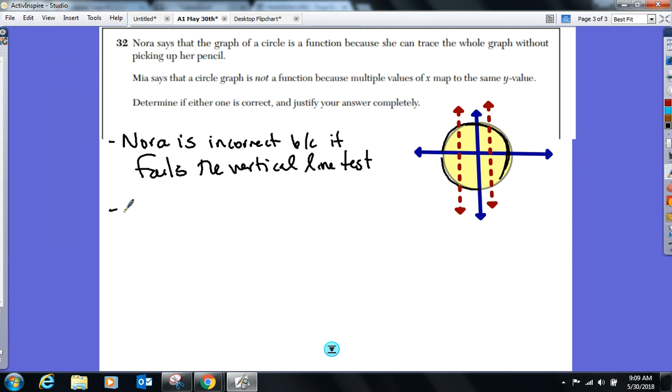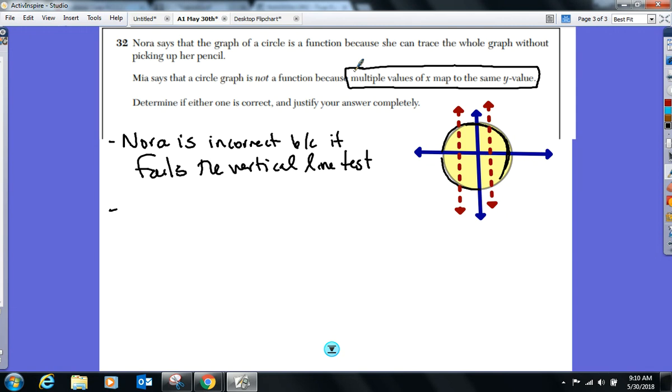What about Big Mia? Mia says the circle is not a function. Is she correct by saying that? Yes. Okay, there's a problem though. She's correct. Anybody know the problem? What do you got, Kelly? Her explanation is wrong. That's why. All right, she is correct in saying that it's not a function, but she said it's because multiple x map to the same y. Say that again, Kelly.